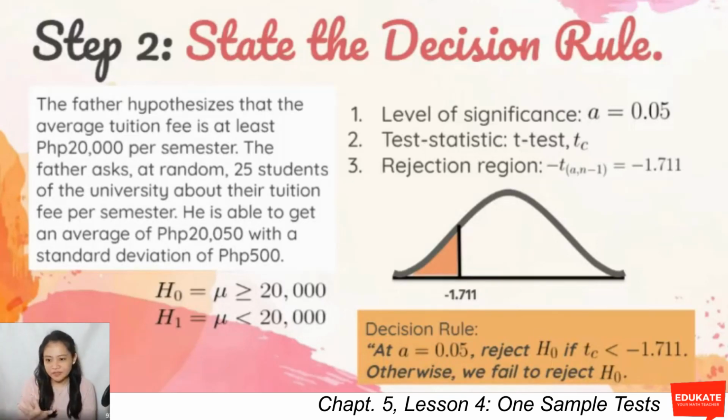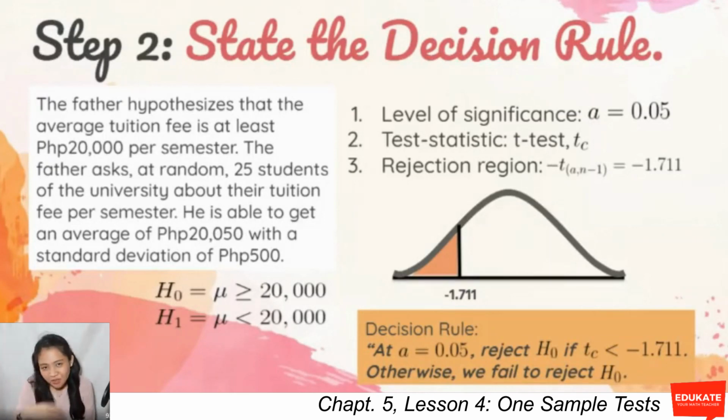You have the sample size there of 25 students interviewed by the father. So 25 students, this is a sample size of less than 30. So you're going to use the t-test, your t-table. The next part is to determine your rejection region. Your rejection region depends on your alternative hypothesis.